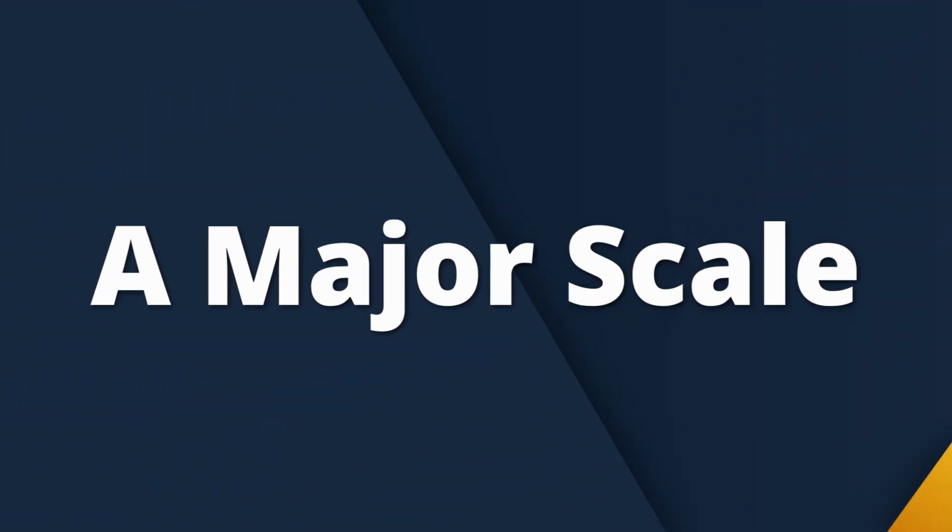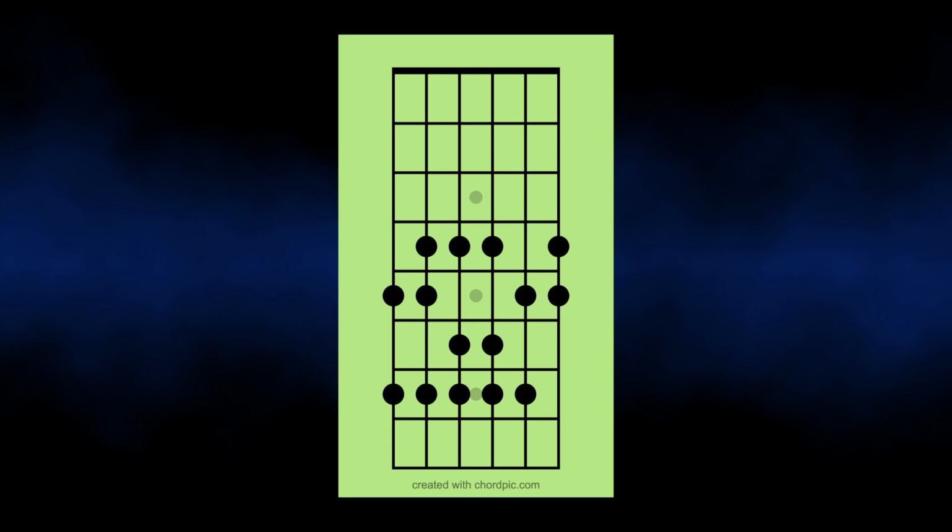Let's start with one simple idea. All modes come from the A major scale. That's right, every mode you've ever heard of is just a shifted version of the same set of notes from the A major scale. So it's not that complicated.